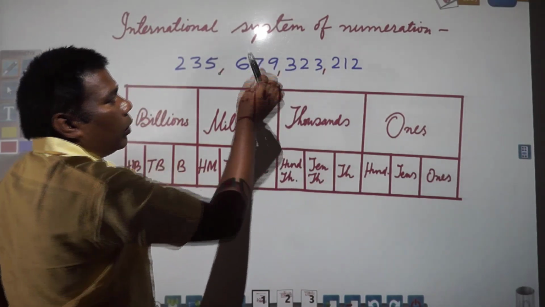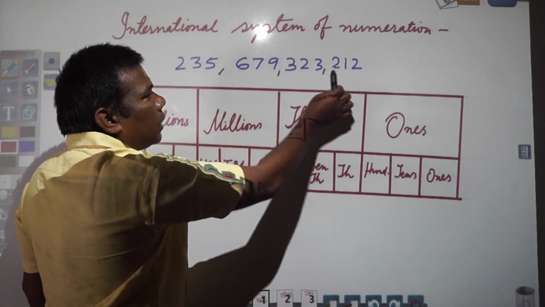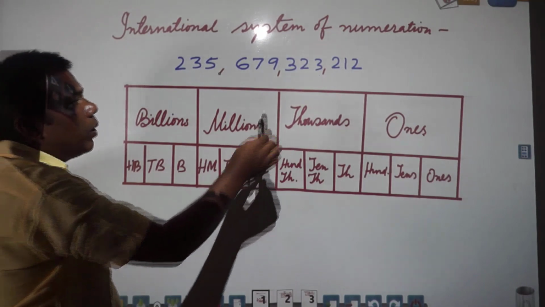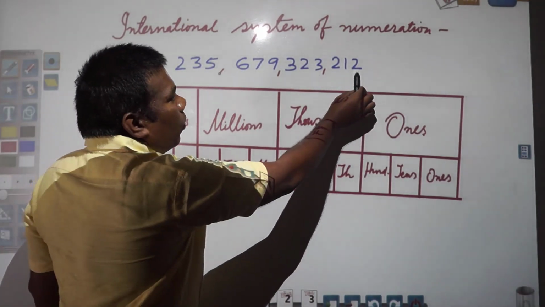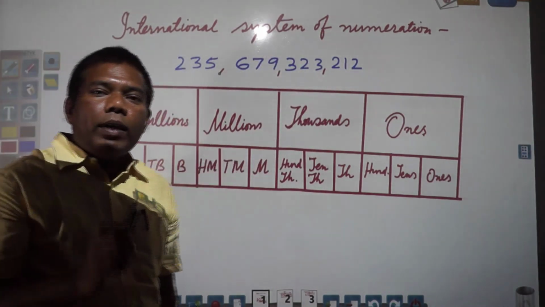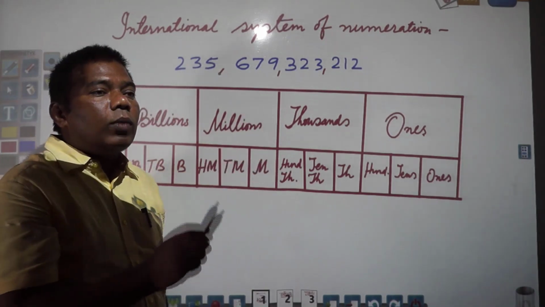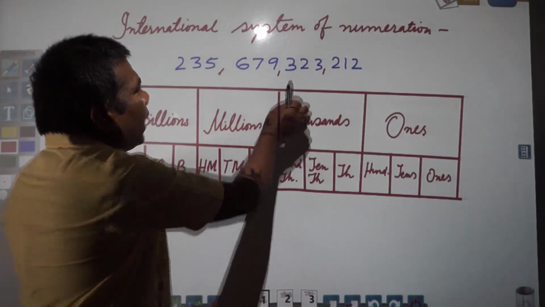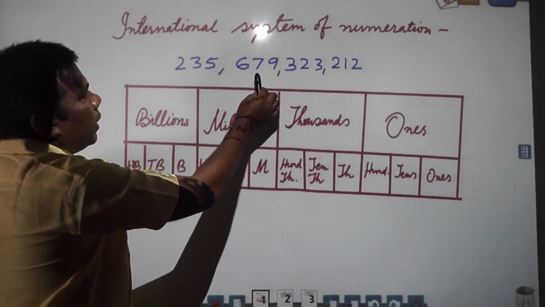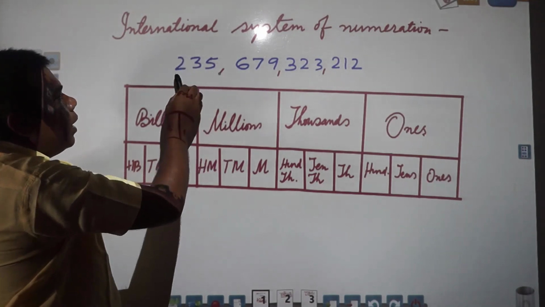1,000, 10,000, 100,000. In the Indian system what we were doing? Ones, tens, 100, 1,000, 10,000, lakh. But in the international system, lakh is not there. What is there? Ones, tens, 100, 1,000, 10,000, 100,000. So 1 lakh in the Indian system is, in the international system, 100,000. Then after 100,000, what starts? Million, 10 million and 100 million. Then billion, 10 billion and 100 billion.